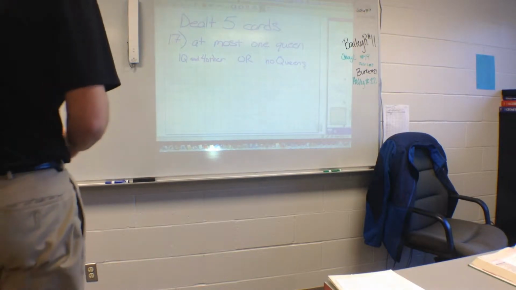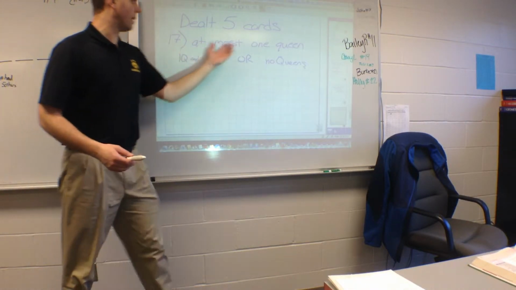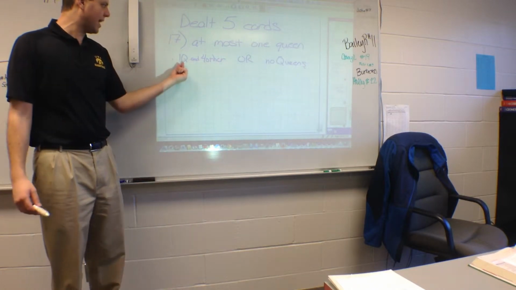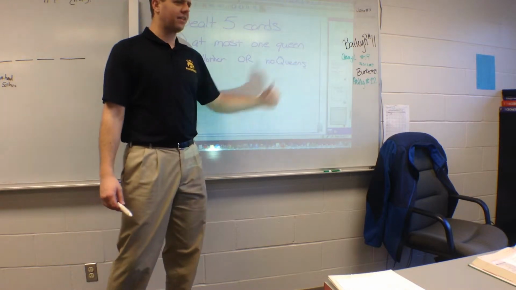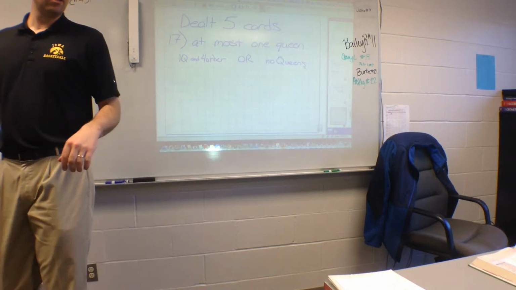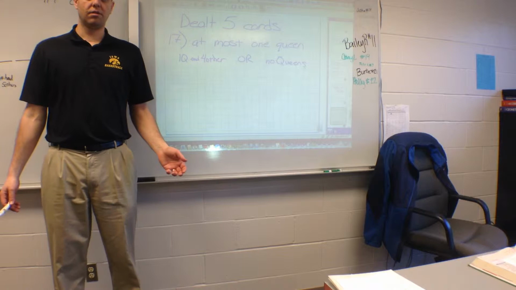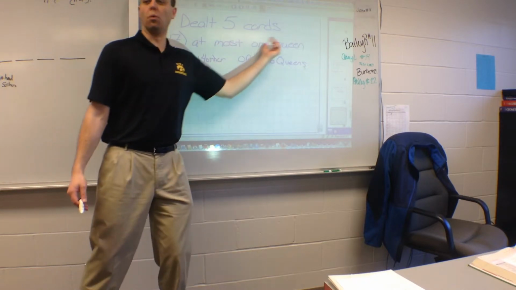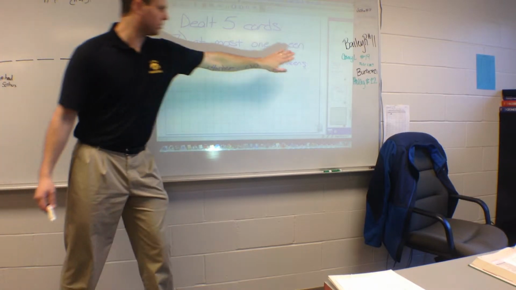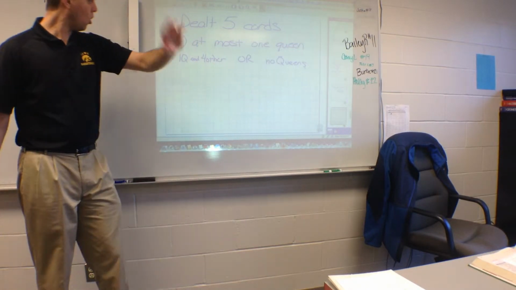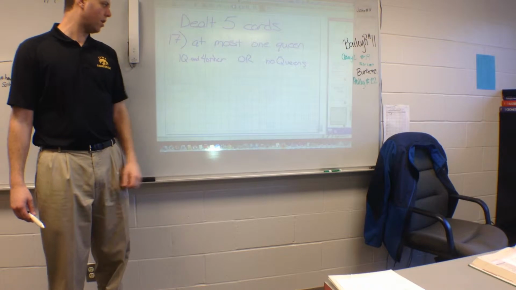So if we want a 5-card hand dealt to us where there's at most 1 queen, then you're either going to have a hand that has 1 queen with 4 other cards, or you're going to have a hand that has no queens in it. Okay? Can you have a hand with 2 queens? No, because it says at most 1 queen. So these are your 2 possibilities. You either get a hand with no queens, or you get a hand with 1 queen and 4 other cards.